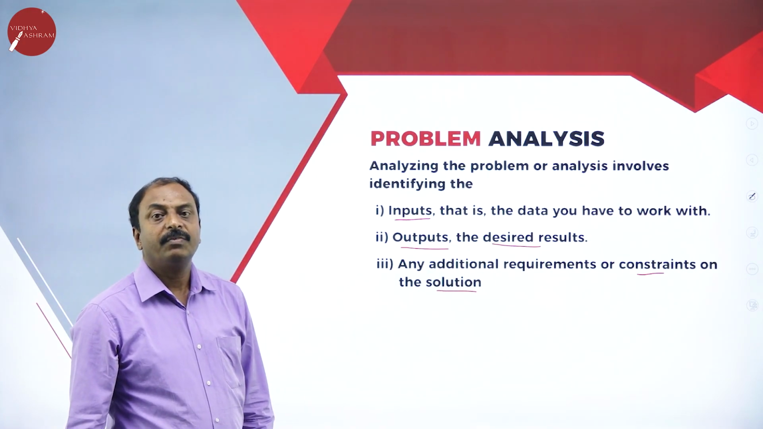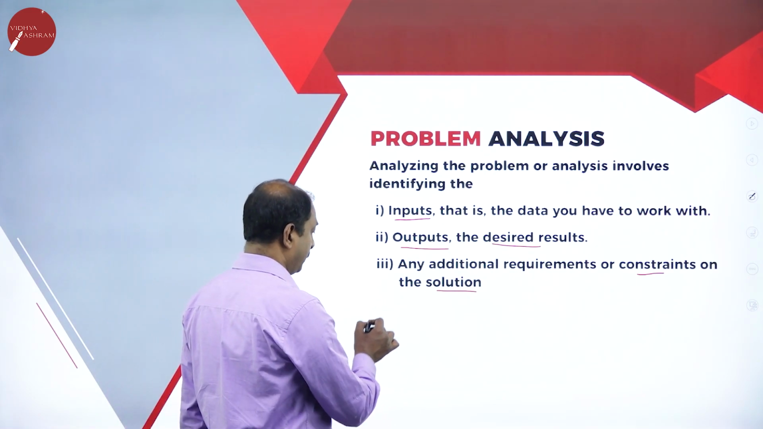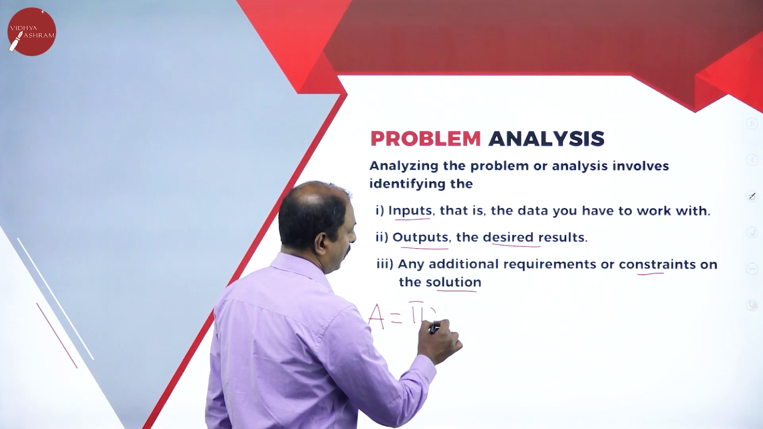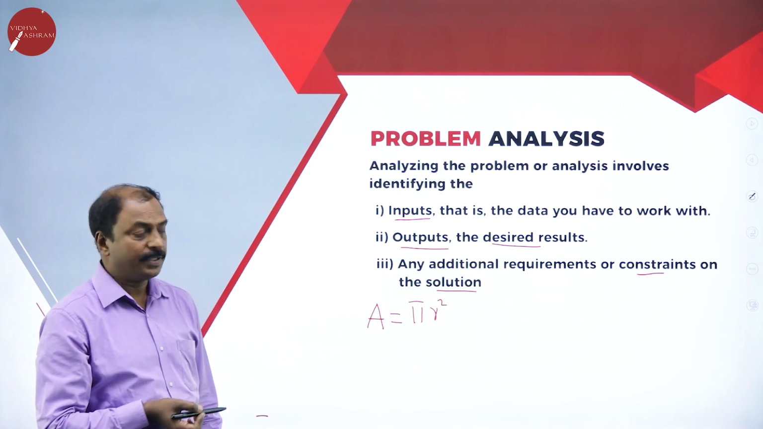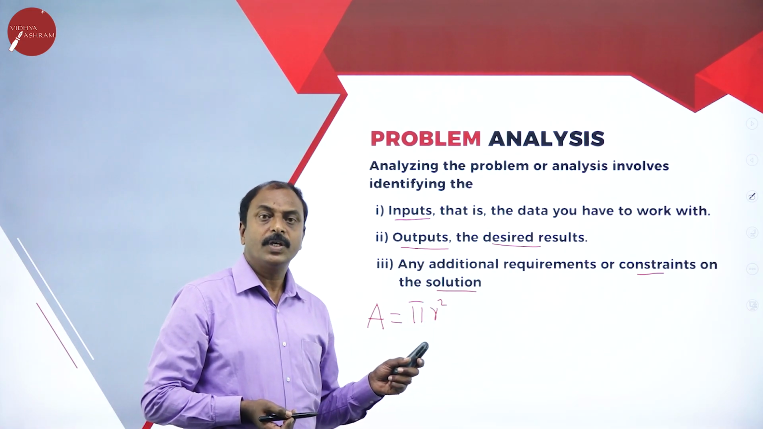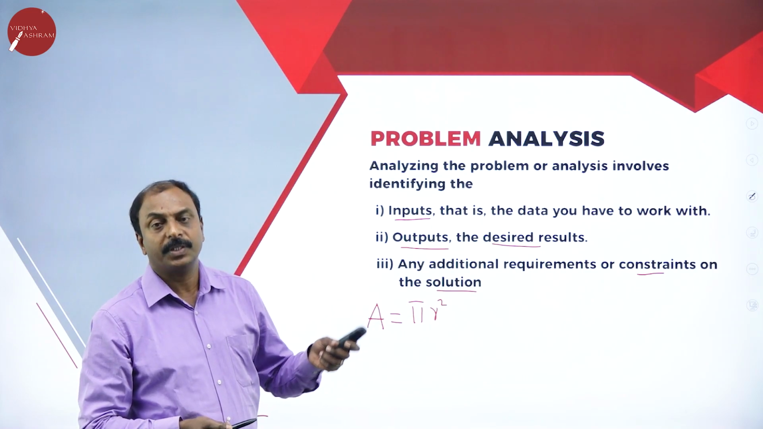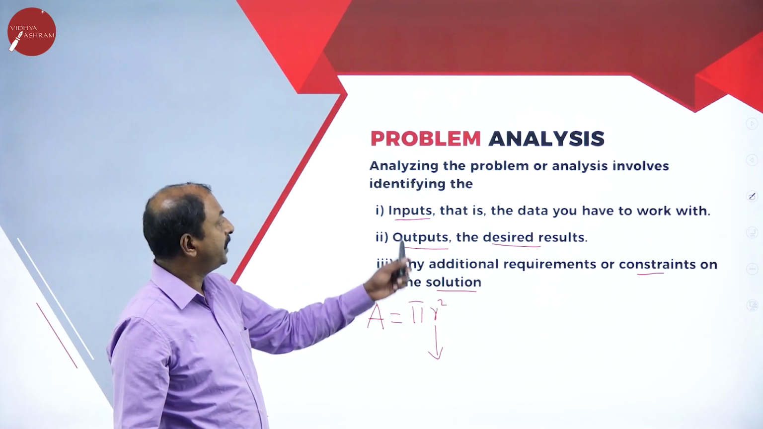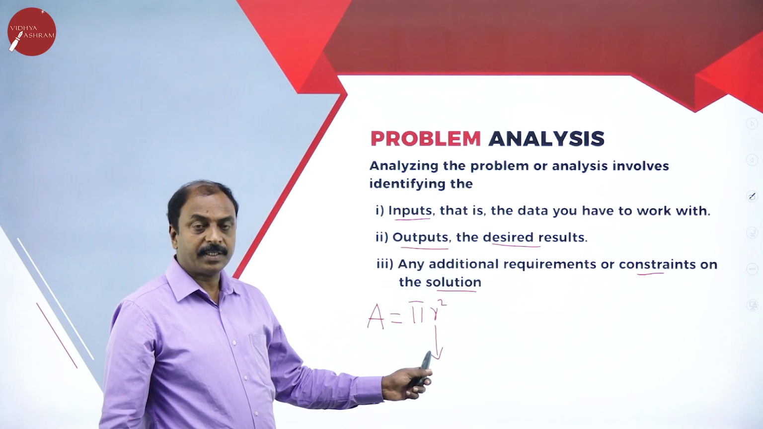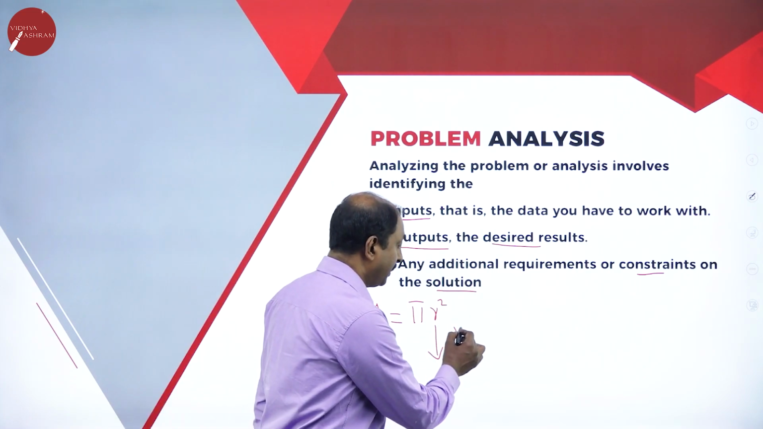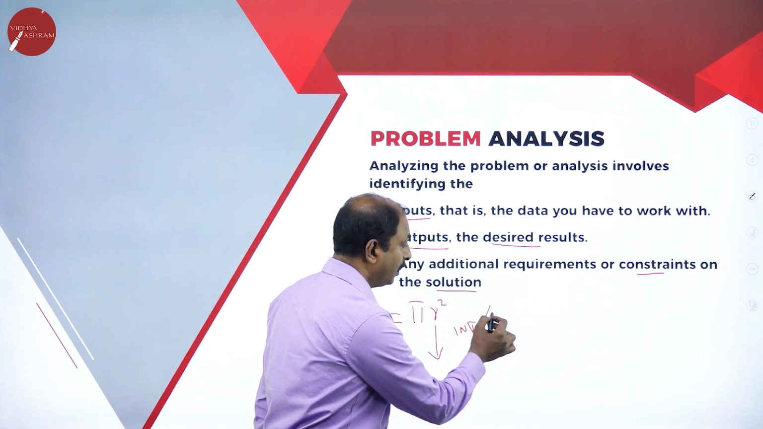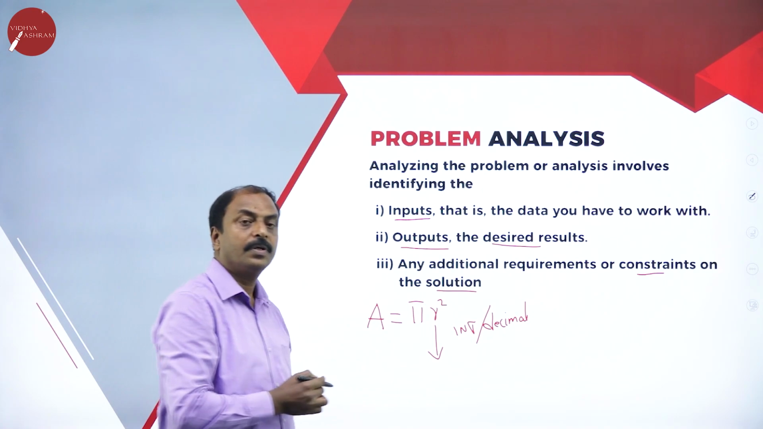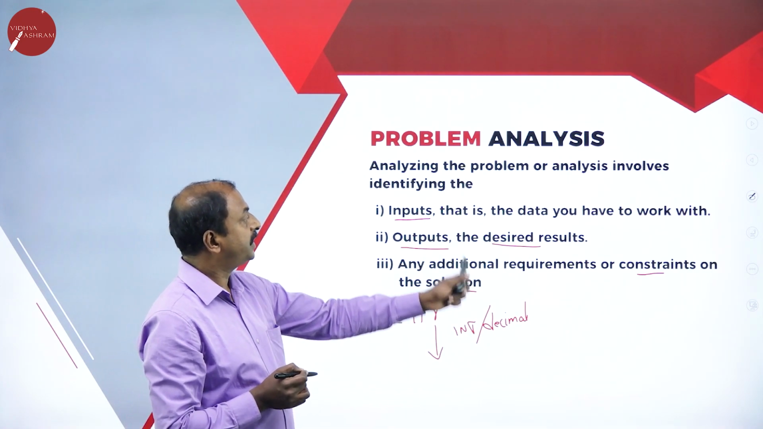For example, if I want to find out the area of a circle, that is A equals pi r squared. So in this example, first of all, what data do we have to feed into the computer? Here we have to enter the value of radius. So this is the first step. And here, what type of data? The radius should be either an integer or a decimal number. So this is step number one.